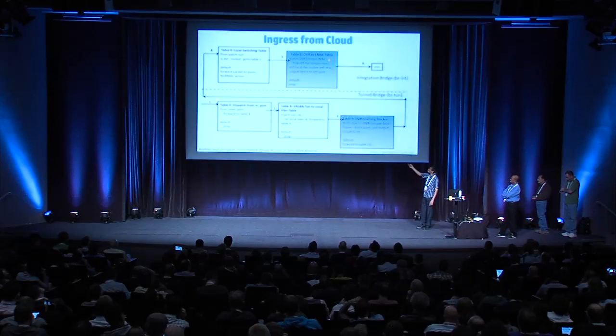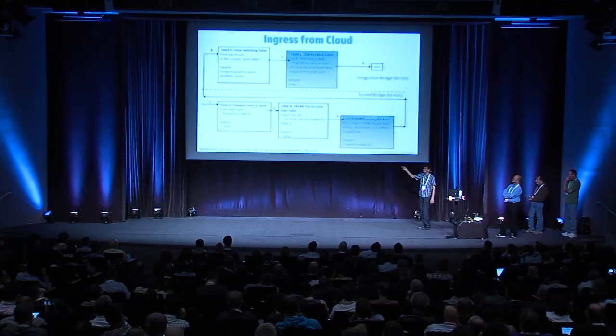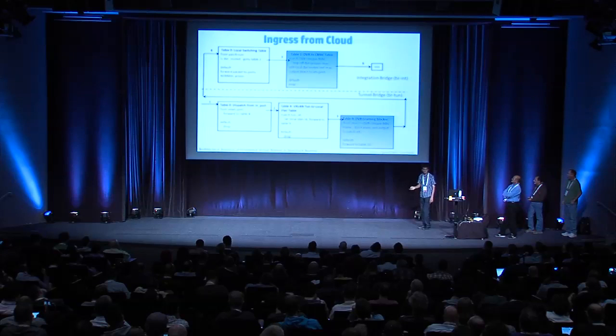And after this is done, since the integration bridge knows where the VM port is attached, it will directly forward the traffic to the destination VM. So this is how ingress from the cloud operates.